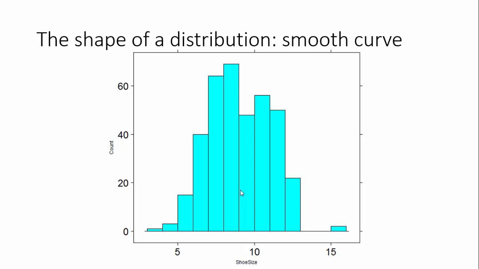Now, what we need to talk about is what statisticians see when they look at a histogram. And the first thing to do is actually to get a general sense of what this histogram shape is like, the shape of this distribution. And to do that, I want to draw a smooth curve on the histogram.